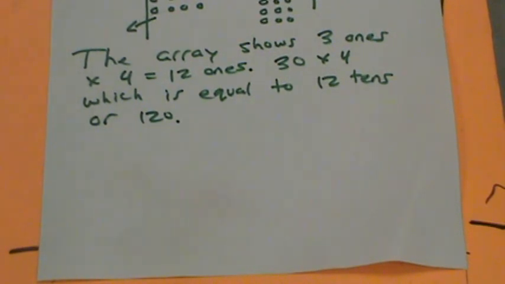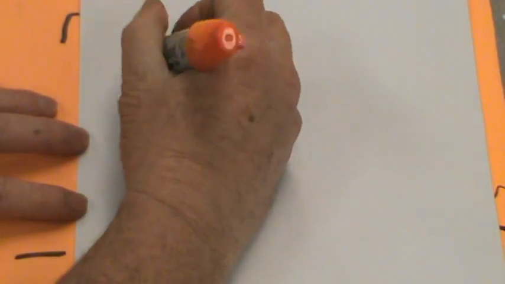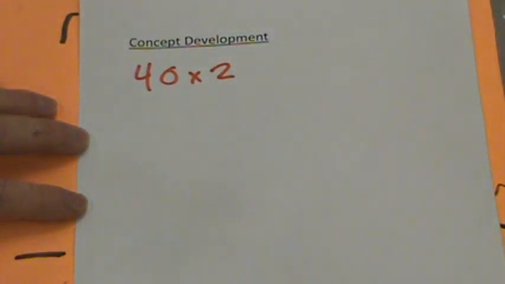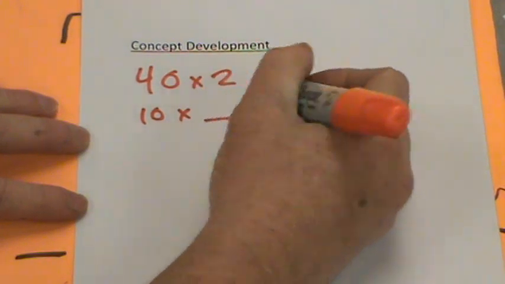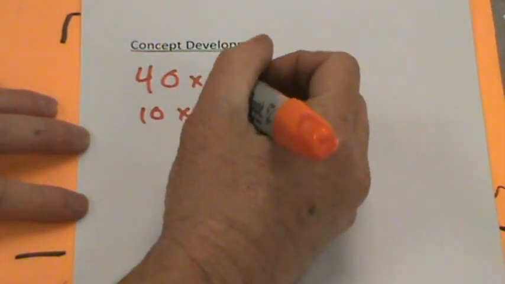We're going to move on to the concept development. And let's go ahead and start off with 40 times 2. So 10 times what number gives us a product of 40? So we're doing 10 times a number equals 40. What number would go there? Well, of course, it's going to be 4.